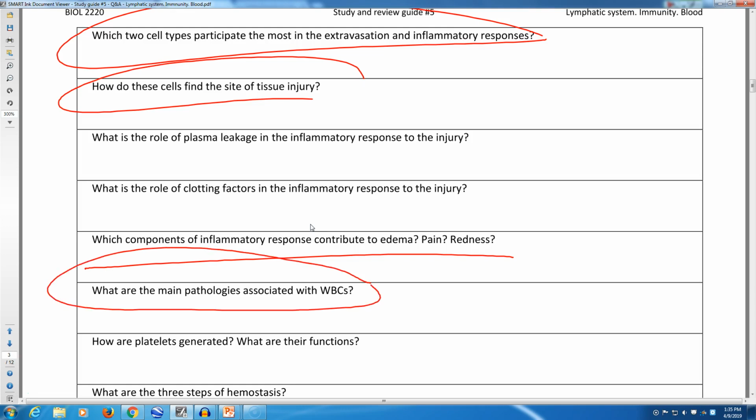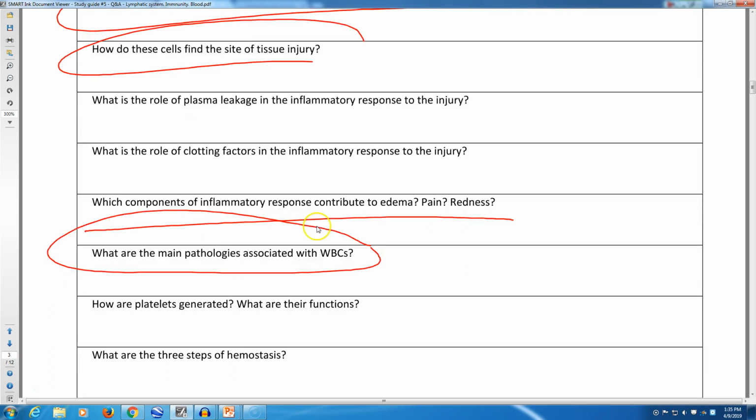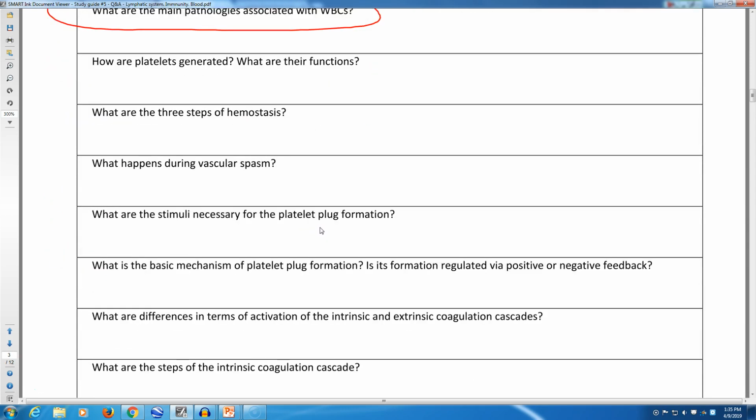Pathologies associated with white blood cells: leukemia. This is as far as we go. Am I clear? I'm not going to ask you about different types, just leukemia. Platelets, derivatives of megakaryocytes. Now for the functions. I do not accept the answer that the function is only clotting. They play a role in clotting and in inflammation. And we mentioned that before. Am I clear?